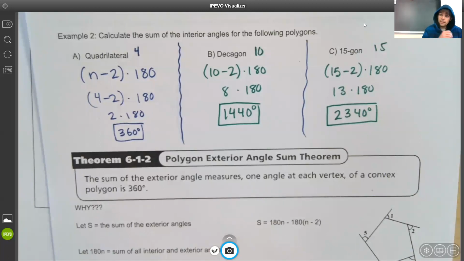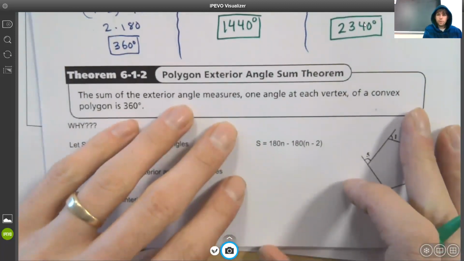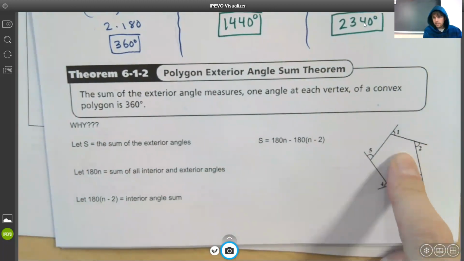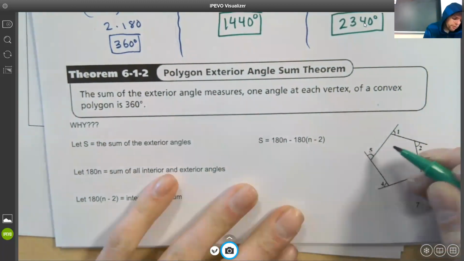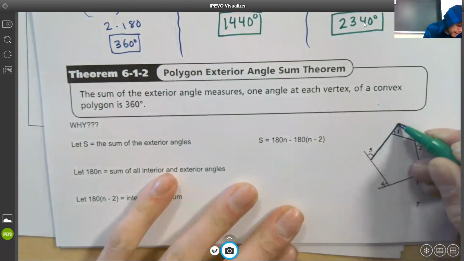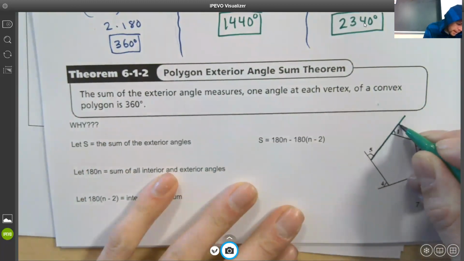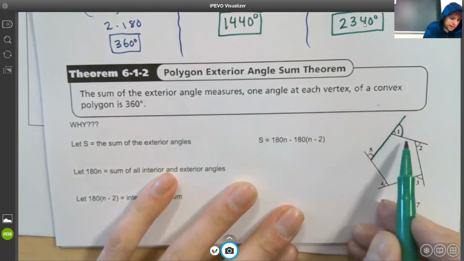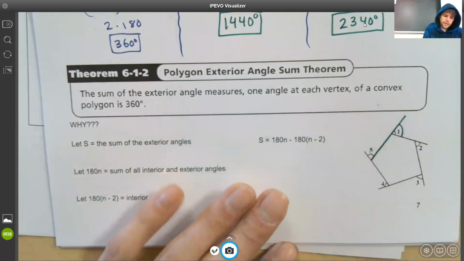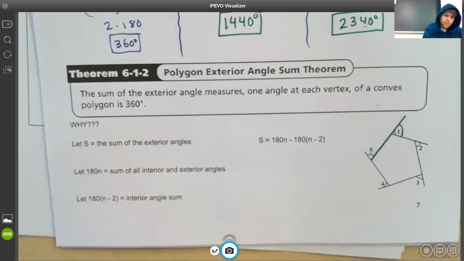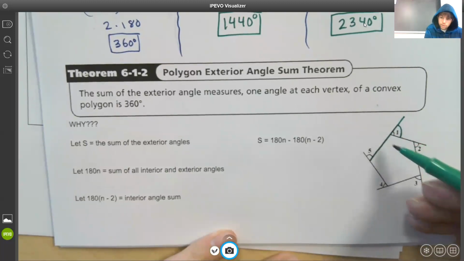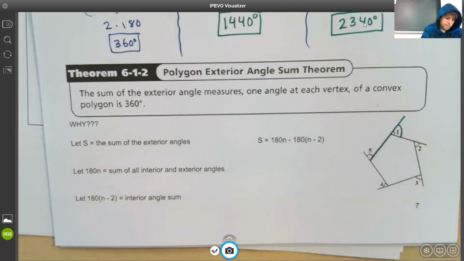Cool. So those are the interior angles, right? The angles on the inside of the polygon. We also have a theorem for the exterior angles, and this one's pretty cool. Real quick though, the exterior angles, it's really important to know, are formed by extending the sides out, and then the angle that gets created between that extended side and the side of the polygon, that's the exterior angle. And so every polygon is going to have the same number of exterior angles as interior angles, which is also the same as the number of sides, right?